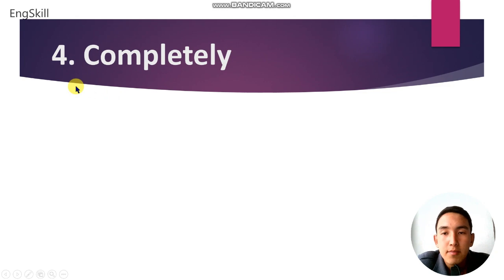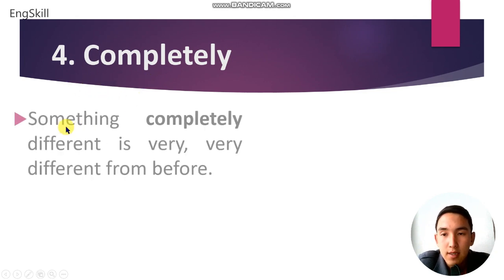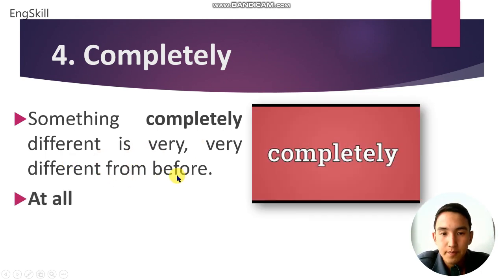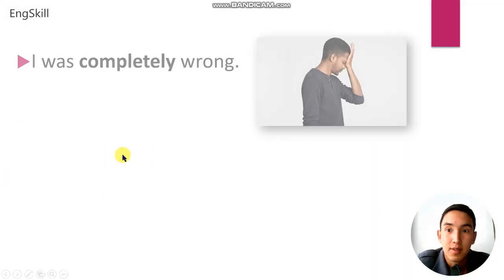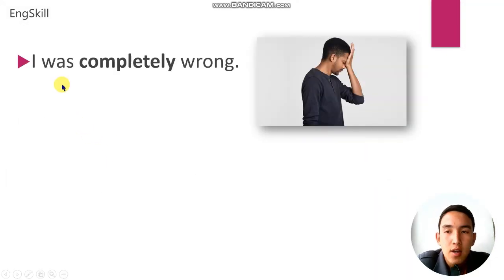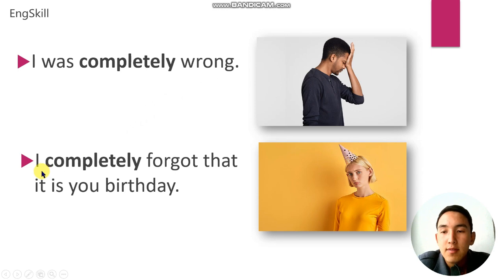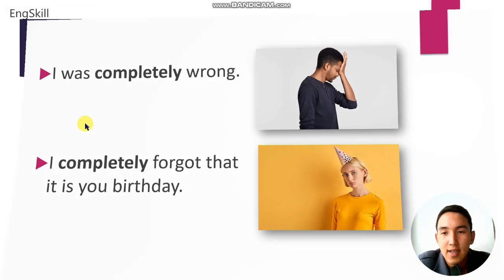Number 4, completely. Something completely different is very, very different from before. Or another word, completely means at all. At all means completely, yes. For example, I was completely wrong. Or another example, I completely forgot that it is your birthday. I'm so sorry for that.